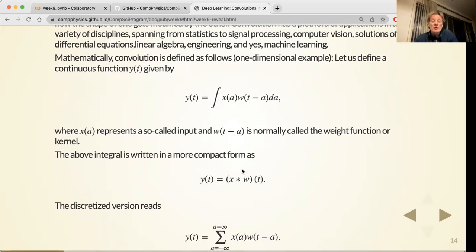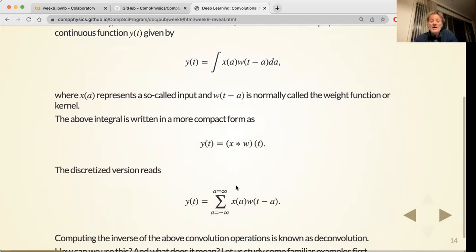Mathematically, you would often write this operation in a more compact way. The convolution of x with w is given by this operation with the asterisk here. You can do the discretized version of this kind of filtering by running over all the discrete measurements which you have, which would be the normal situation. Actually, you would have a discrete set of measurements, and then you would simply run it through this weight function or filter function. And this is the idea.